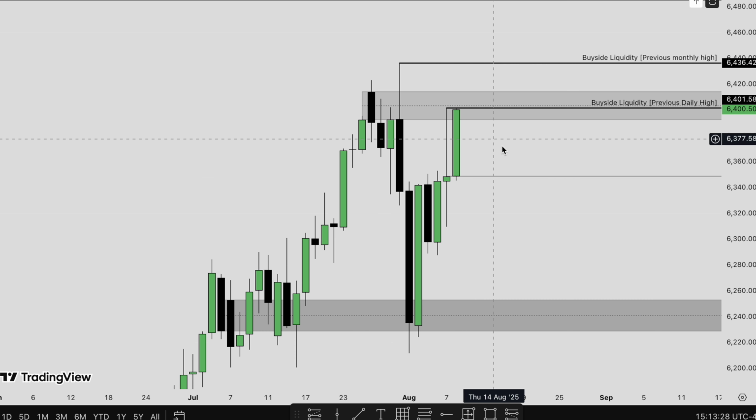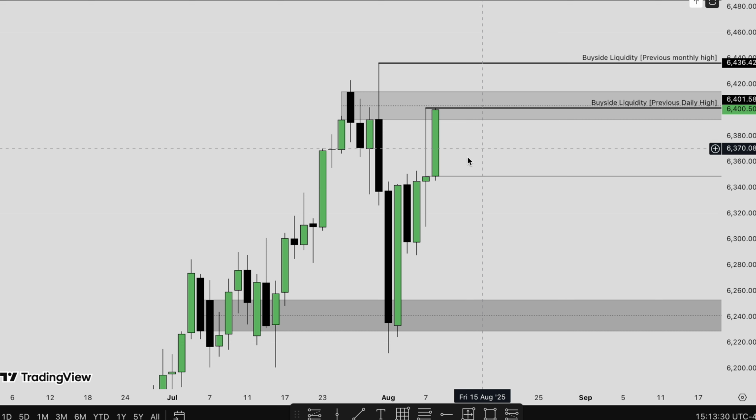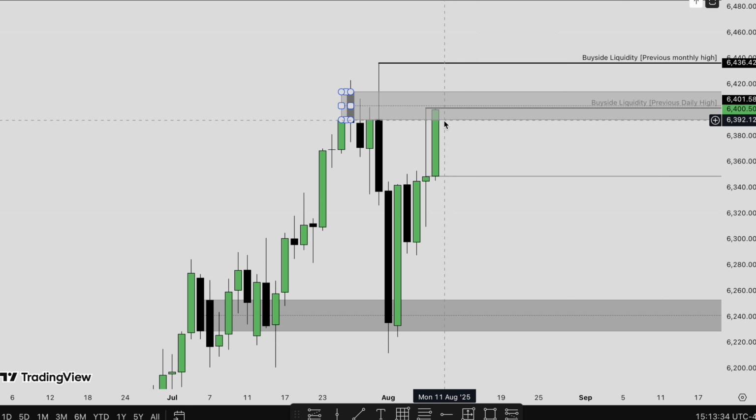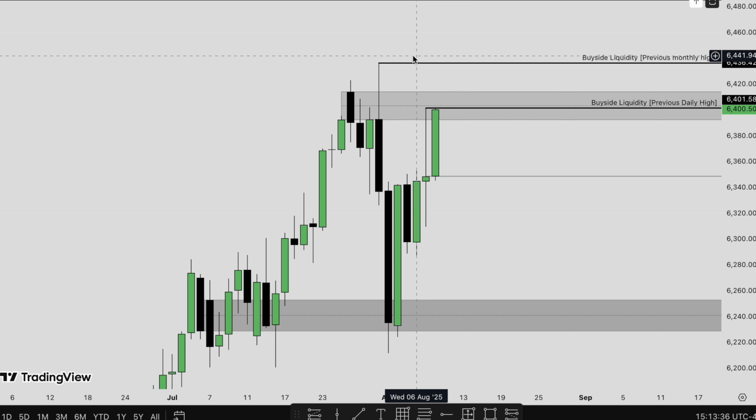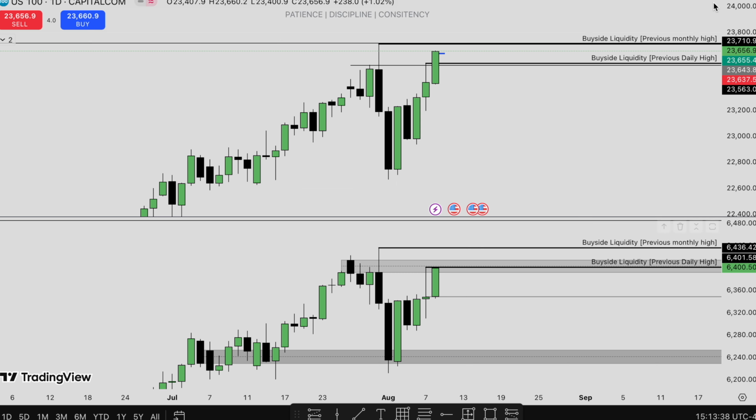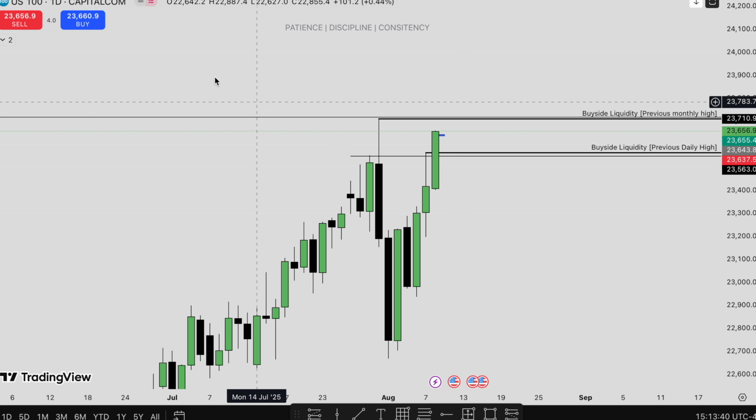So I am bullish coming into the new week. I think I should state that right now. So for Friday, this was my drawn liquidity. I want to see price trading to this as well and draw higher. Yeah. So back to US 100.